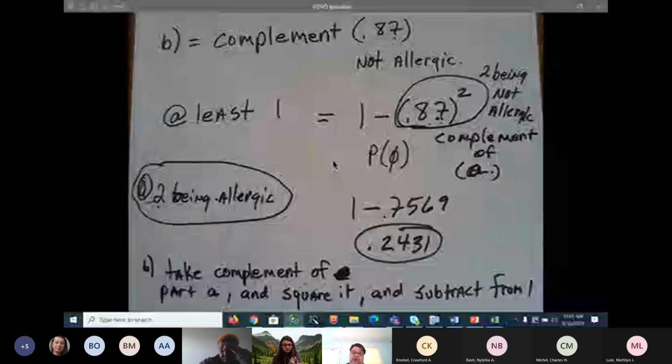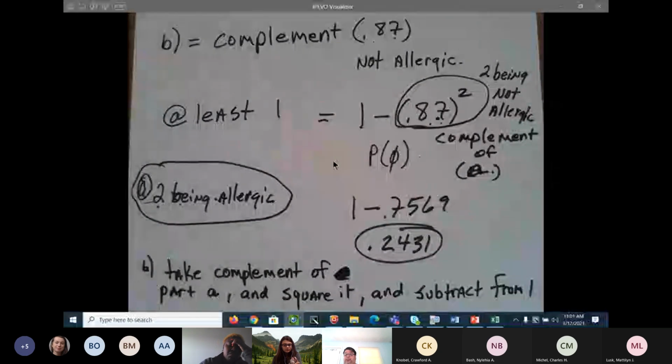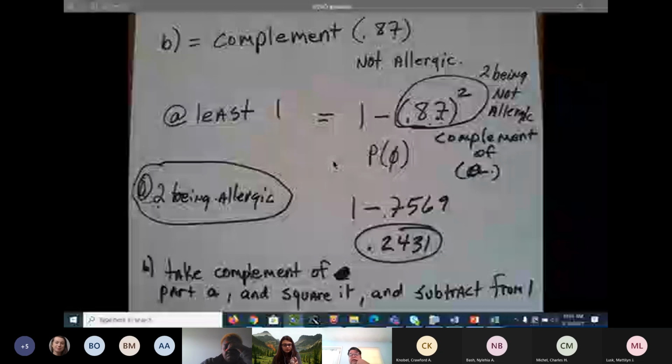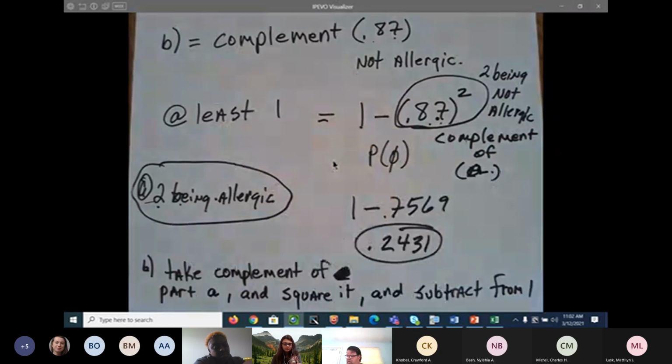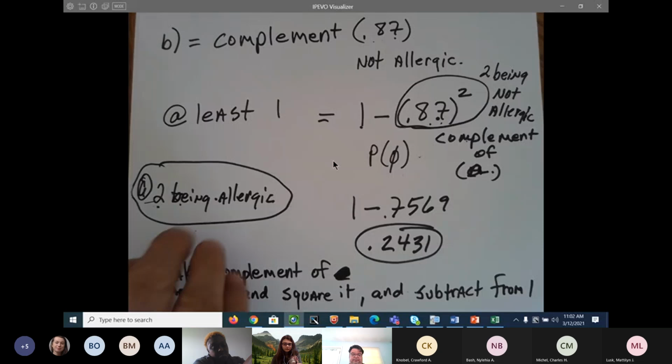I agree with the first part of this question. The first part of this question is pretty simple. The second part, I don't agree with the way they do it because I don't think it makes sense. But if you actually think about it, the complement of being allergic is 0.87. So 1 minus not being allergic is being allergic. It's like they're going through the back door. And that's what they're doing right here. All right, let's go to the next one.